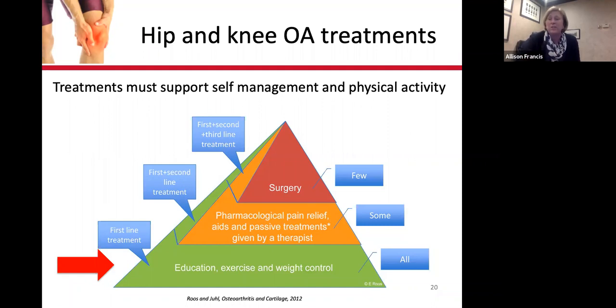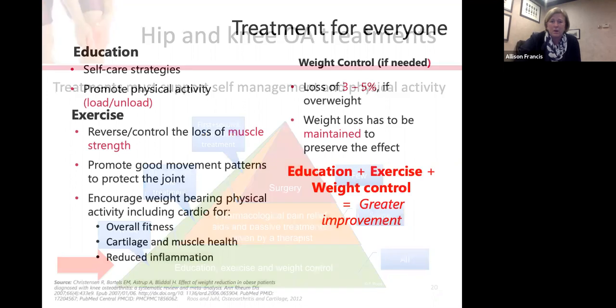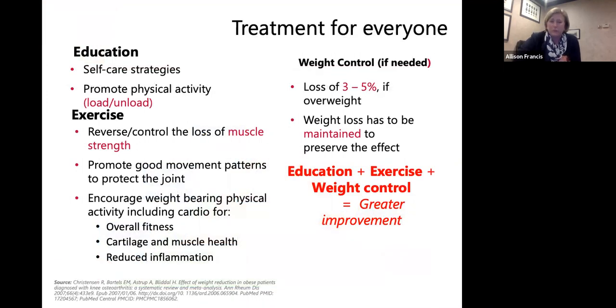Even if your joint is severely damaged and you do need a replacement, it's still really important to do the little things that we need to do. So again, the treatment for everyone, that we'll just quickly touch on here. So the education, we talked about self-care strategies, and we're going to get into that a little bit more. And we need to be promoting physical activity through that dynamic loading pattern.